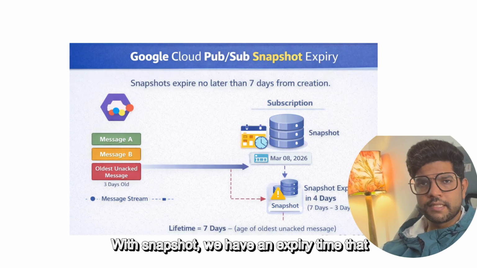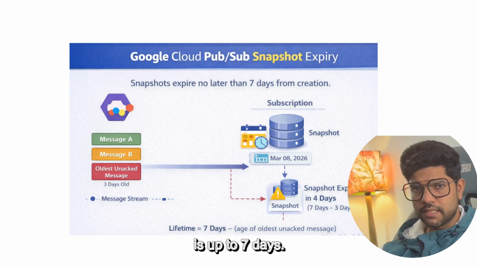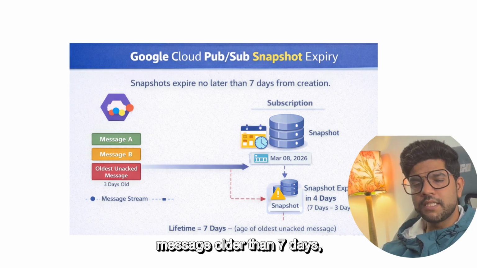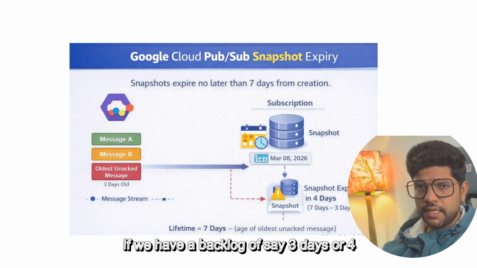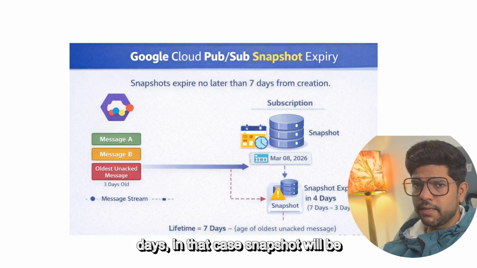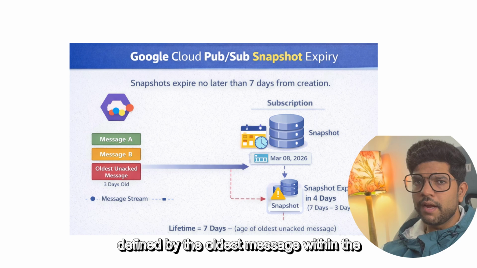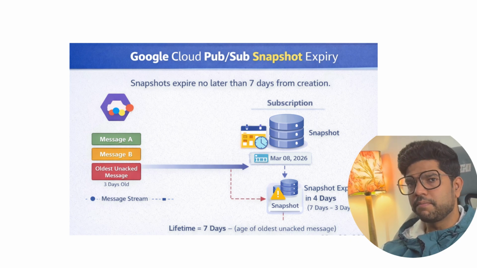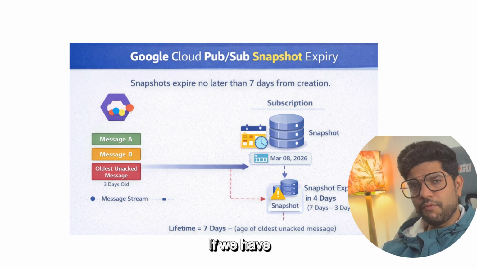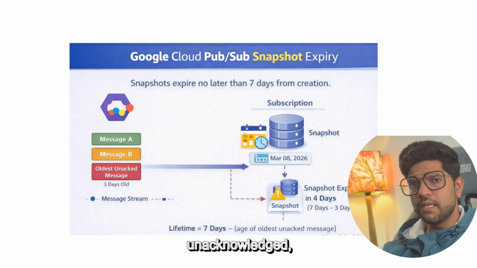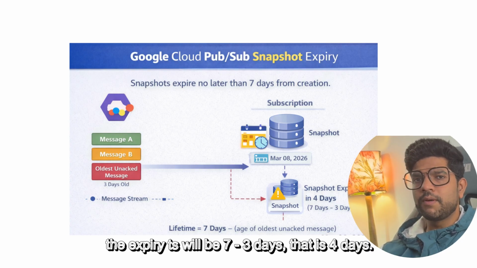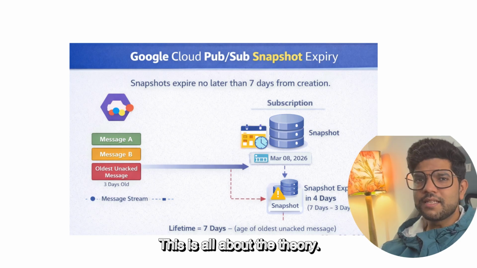With a snapshot, we have an expiry time that is up to 7 days. If we have a subscription that has a message older than 7 days, the snapshot will not be created. If we have a backlog of say 3 days or 4 days, in that case the snapshot will be created, but the expiry time will be defined by the oldest message within the particular subscription. If we have 3 days older messages within the subscription queue which is unacknowledged, the expiry TS will be 7 minus 3 days, that is 4 days. This is all about the theory.